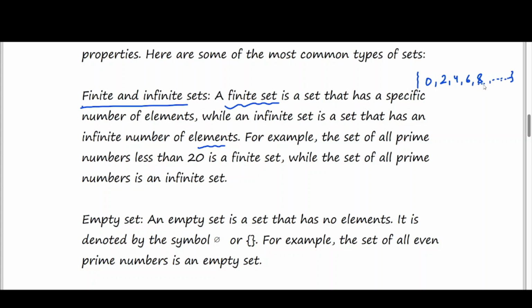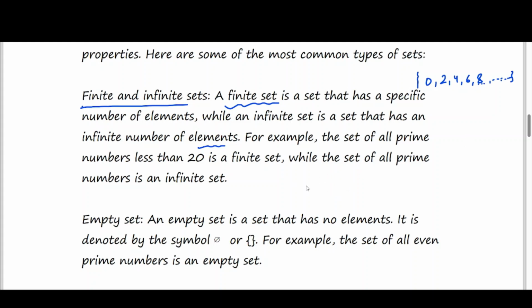All the numbers which are divisible by 2 will be your even numbers. So that is an infinite set. Now see what a finite set is.